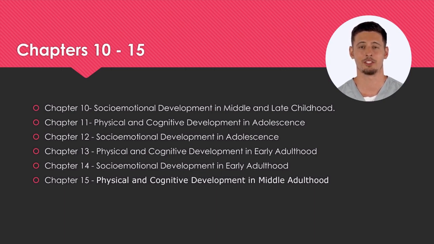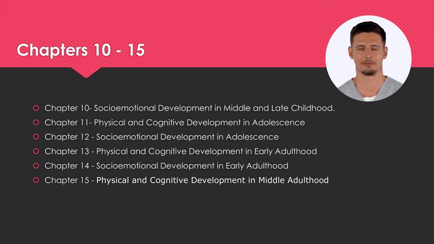Chapter 13 covers physical and cognitive development in early adulthood. This is a time of peak physical fitness and cognitive abilities, but also a time of significant transitions, including starting a career, getting married, and starting a family. Chapter 14 explores socio-emotional development in early adulthood. We will discuss how individuals establish intimate relationships, develop a sense of autonomy, and navigate their careers and social networks during this period.